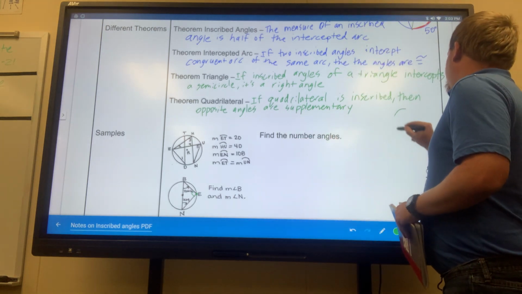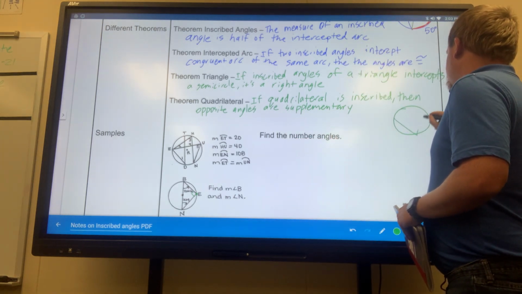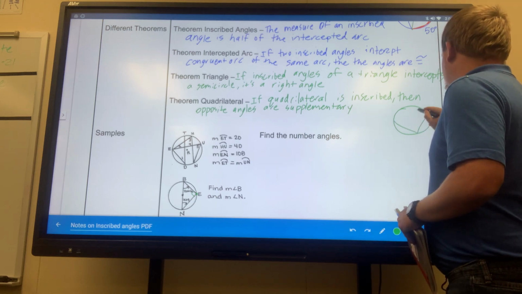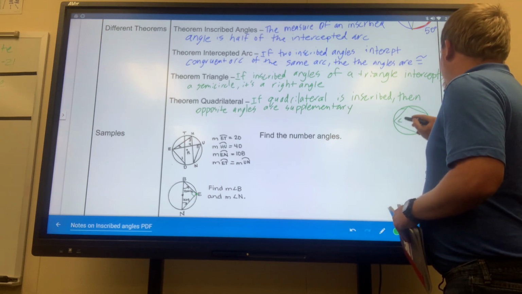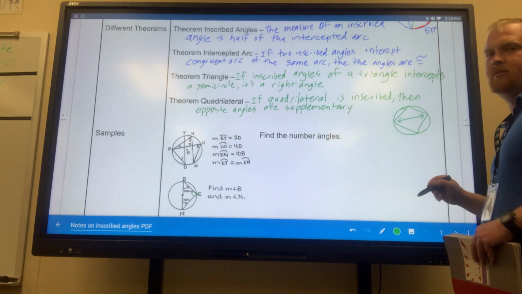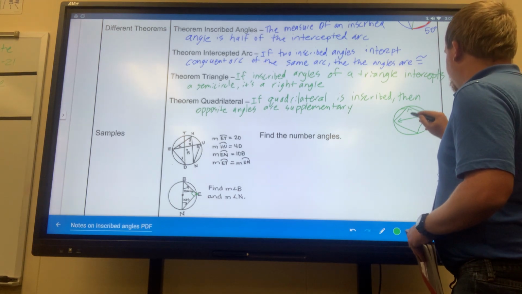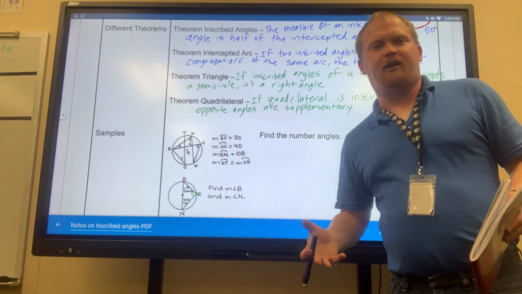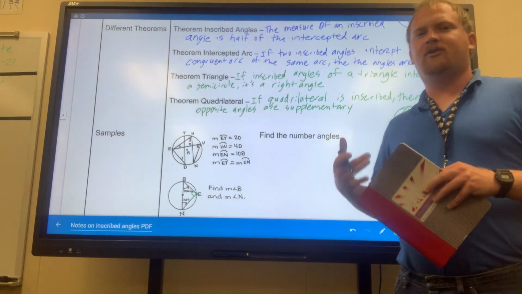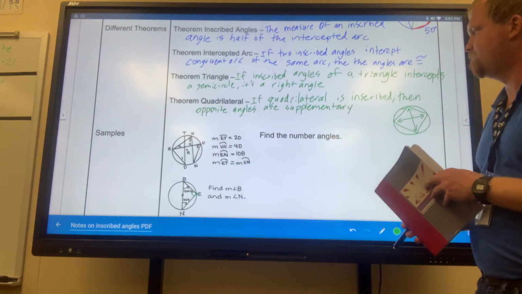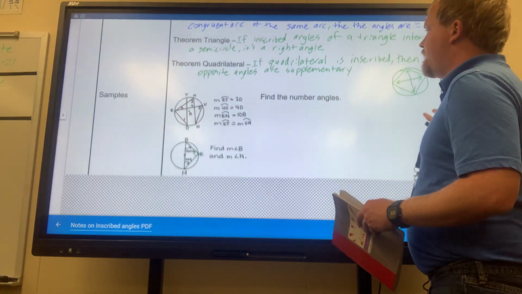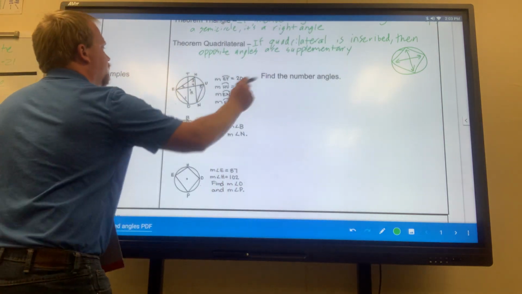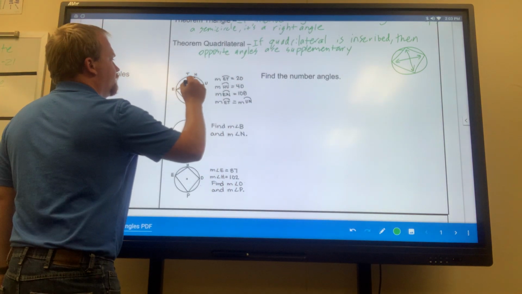So that means that these two will be supplementary, as well as these two being supplementary. And if we remember about supplementary angles, they're two angles that add up to 180. Now, I want to be able to find the numbered angles. So I have 1, 2, 3, 4, and 5.